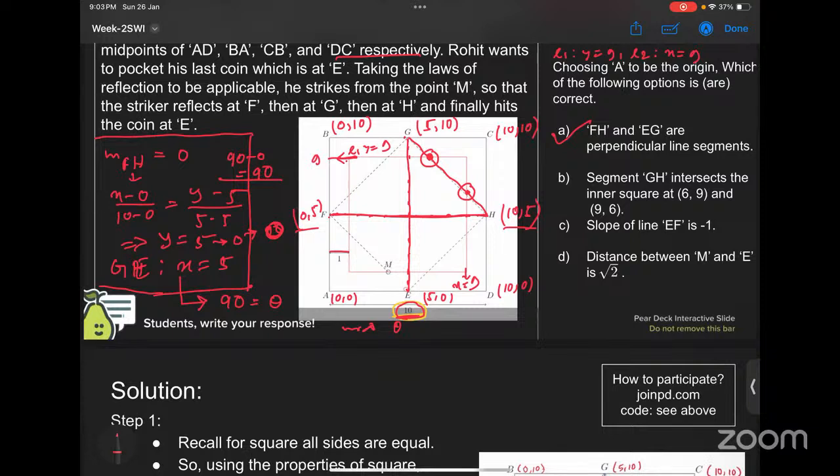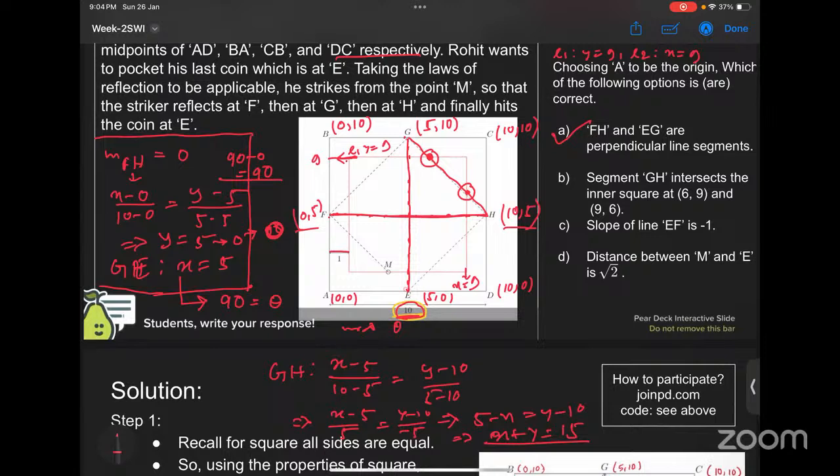That means the y coordinate will be 9 here, and we have to calculate the x coordinate. We have GH, and using this we can calculate it. We have to calculate the equation of GH first. So the equation of GH will be: (x minus 5) by 5 equals (y minus 10) by minus 5. So we get 5 minus x equals y minus 10, so x plus y equals 15. This is the line GH.